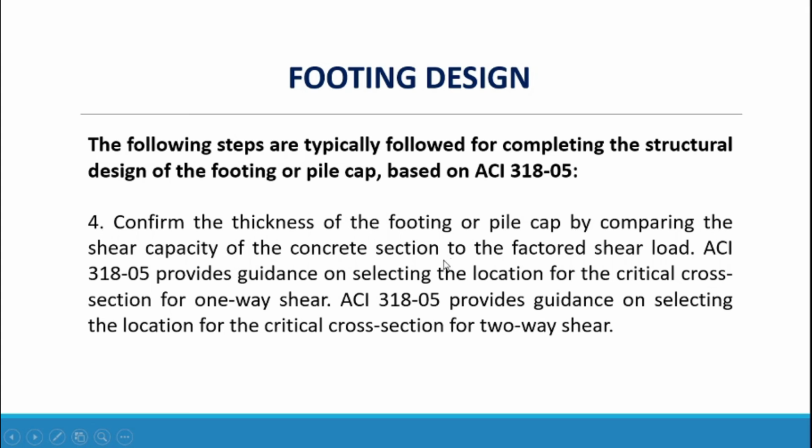Confirm the thickness of the footing or pile cap by comparing the shear capacity of the concrete section to the factored shear load. ACI 318-05 provides guidance on selecting the location for the critical cross section for one-way shear. ACI 318-05 also provides guidance on selecting the location for the critical cross section for two-way shear.